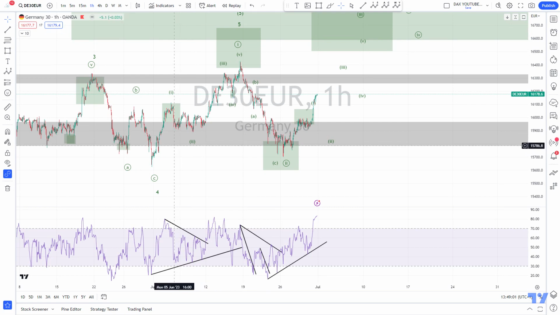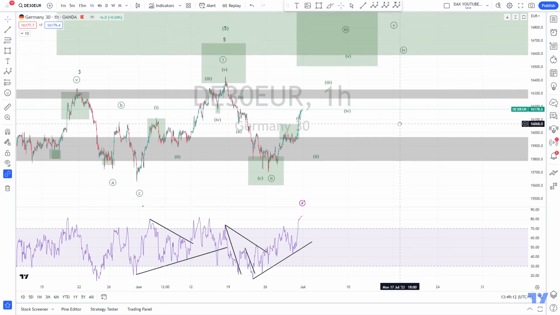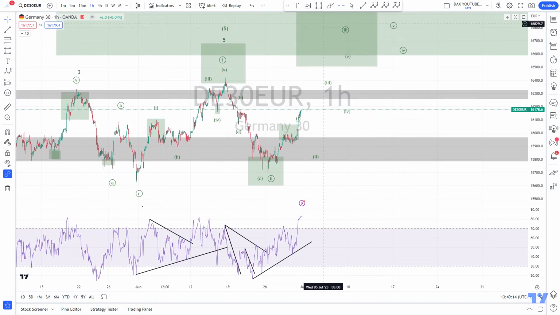So the situation in the Dow and in the DAX is that in my primary scenario, we did the wave 1 here to the upside. This was wave 2 to the downside. And now we are ready, or we are doing our wave 3 to the upside. This is my primary scenario. So we were long from here.